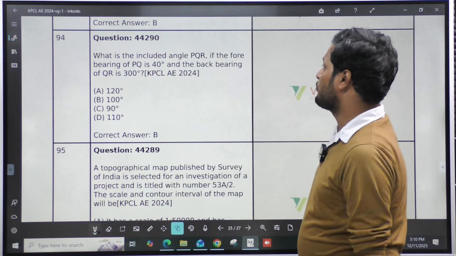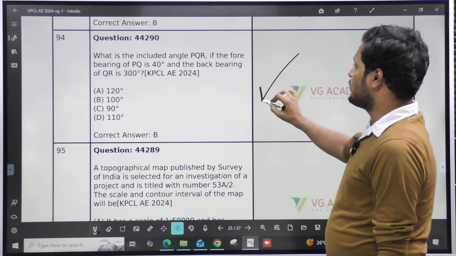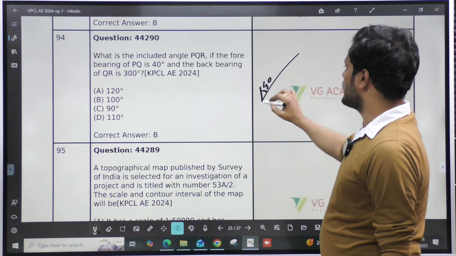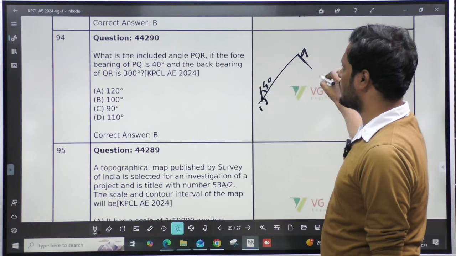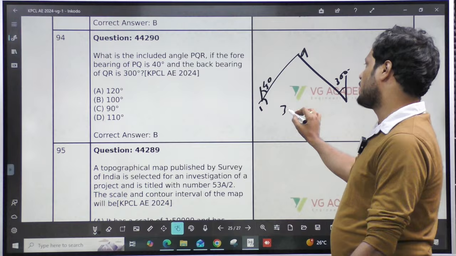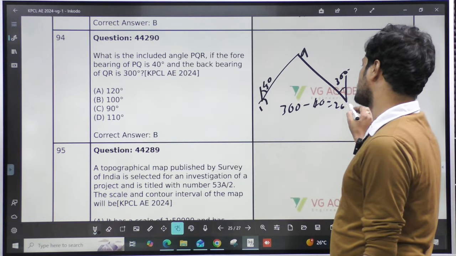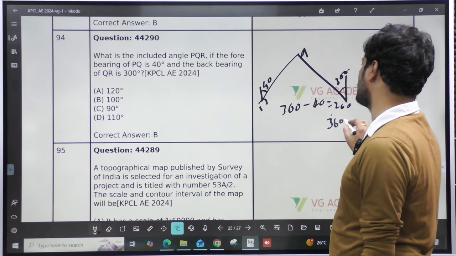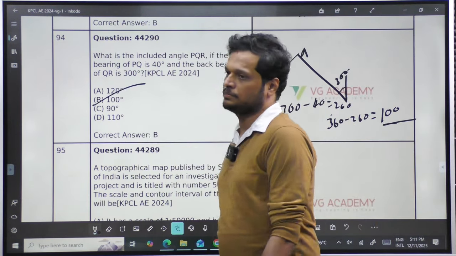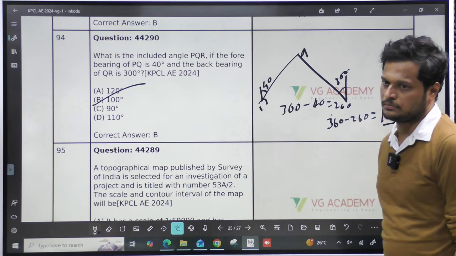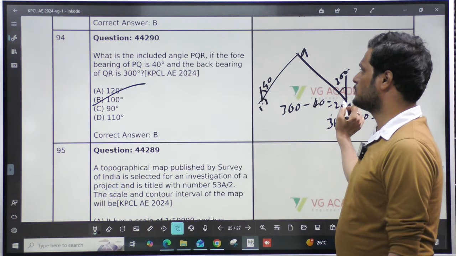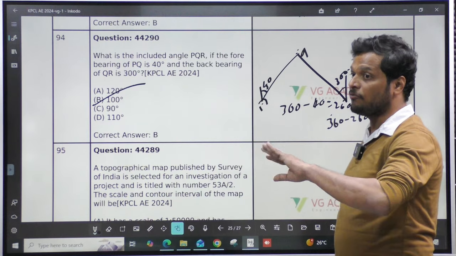What is the included angle of PQR? If the forebearing of PQ is 40 and the back bearing of QR is 300, direct shortcut: 300 minus 40, 260. We got the exterior angle. So what we have to do? 360 minus exterior angle, 100. Option B. So if they give BQ and QR, subtract this from this and remove from 180.